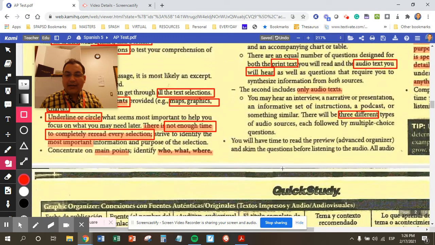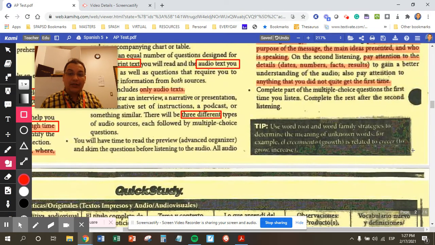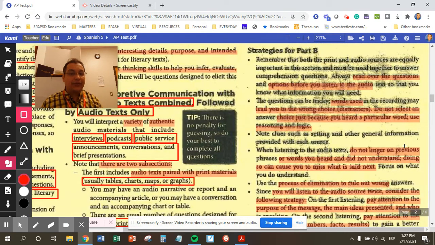All right, you will have time to read the preview, advanced organizer, and skim the questions before listening to the audio. And this is super important. If you have that information before reading and before listening, I strongly recommend that you go through it before you start listening, because you can only listen twice. So you need to know exactly what some questions are, or if there is any extra information.